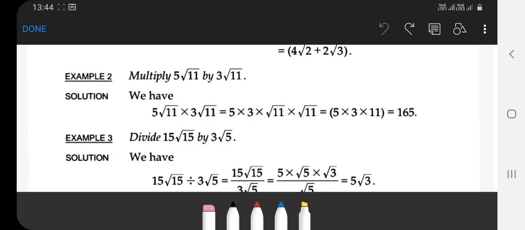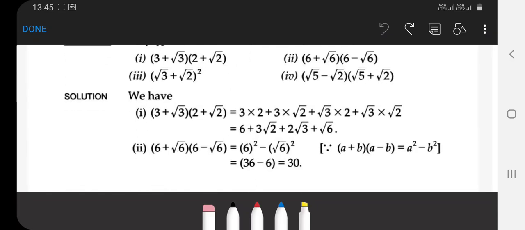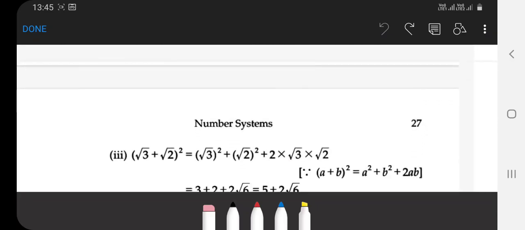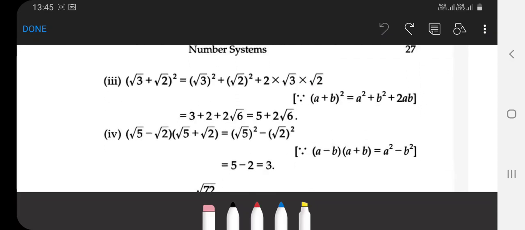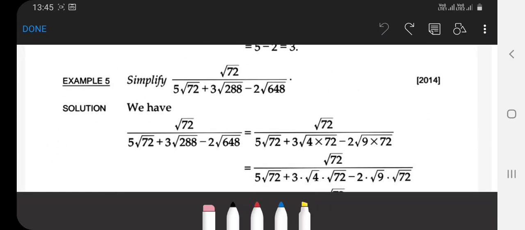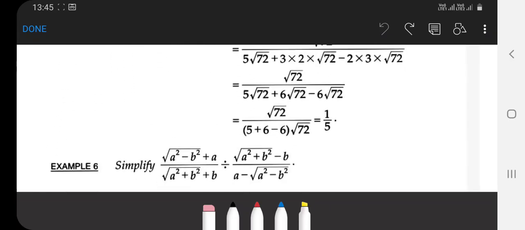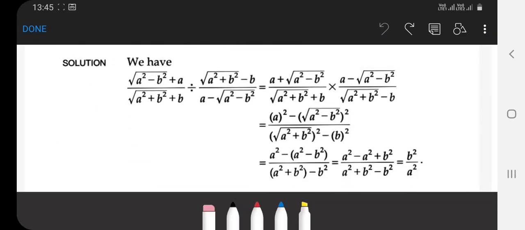Multiply 5 root 11 by 3 root 11. So 5 into 3 into root 11 into root 11. 5 times 3 is 15, root 11 times root 11 is 11, 15 times 11 is equal to 165. In the same way, it is very simple to solve this exercise. I hope that all of you easily solve these kinds of problems.